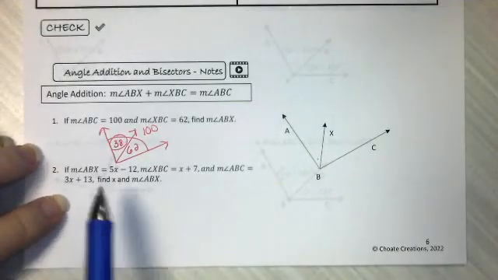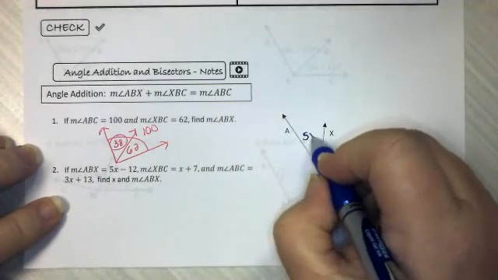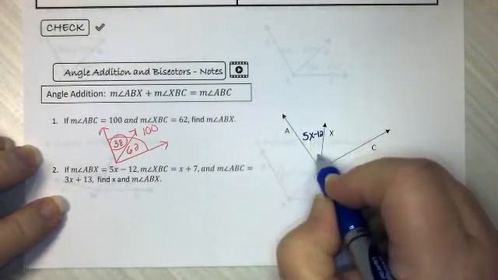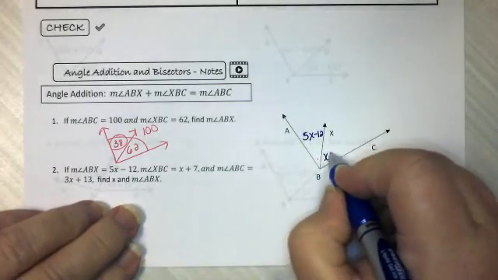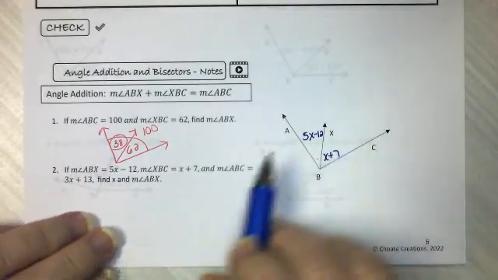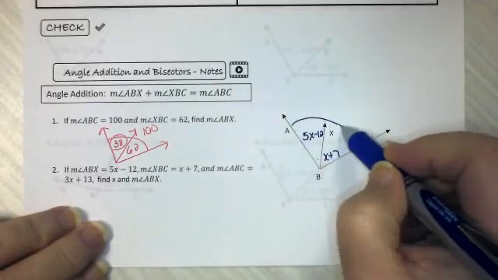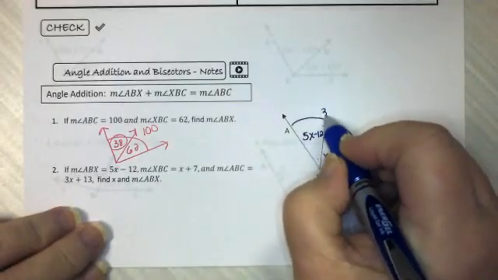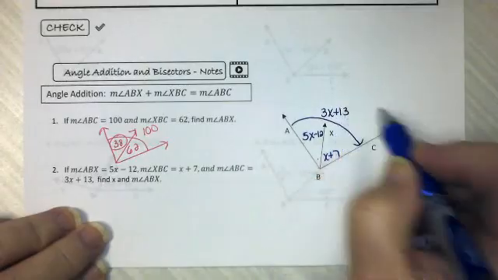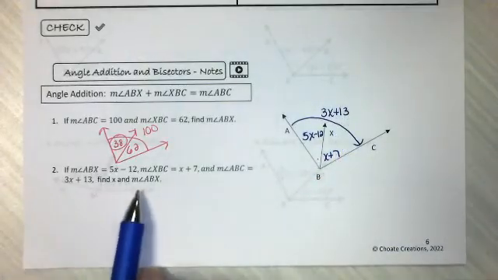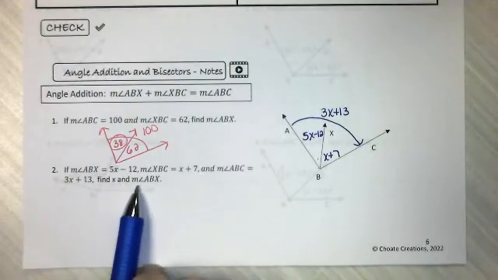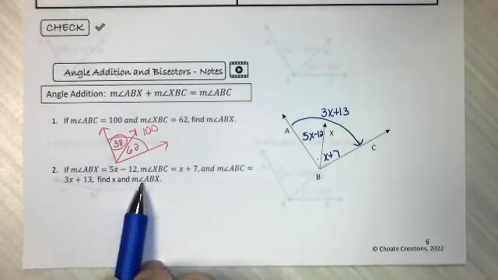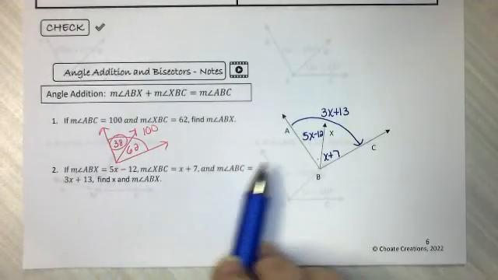If ABX is 5x minus 12, I'll label here inside my angle. XBC is x plus 7, and ABC, the whole thing, is 3x plus 13. Find x and find the measure of angle ABX. That little m in front of it is referring to the measure of the angle. So that's asking you for a degree measure.